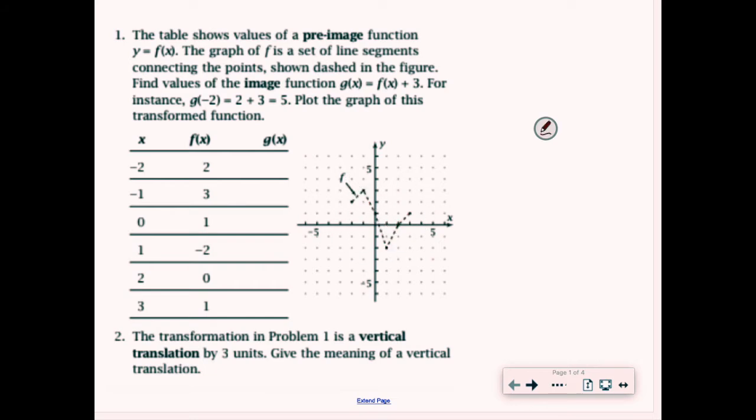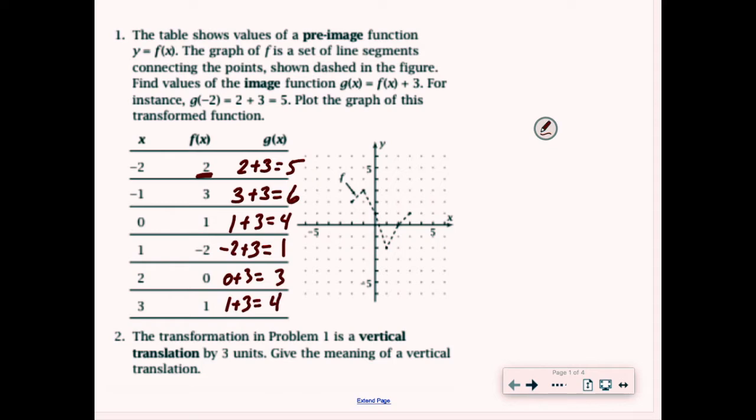So f of x is equal to 2 here. So that means that g of x is equal to 2 plus 3, so 5. This is equal to 3 plus 3, so 6. 1 plus 3, so 4. Negative 2 plus 3, so 1. 0 plus 3, 3, 1 plus 3, 4.